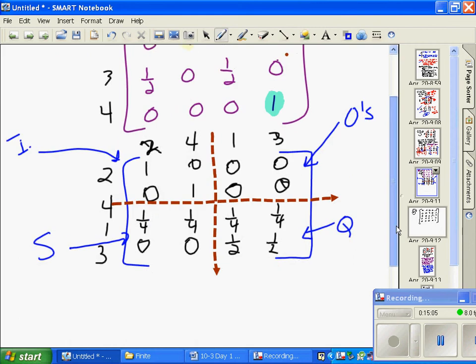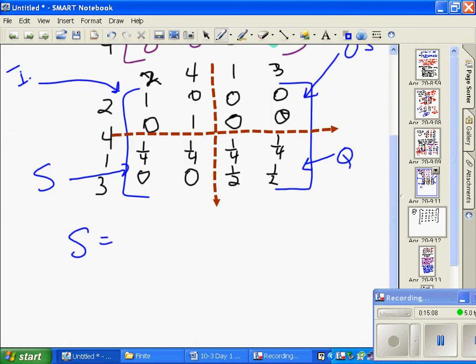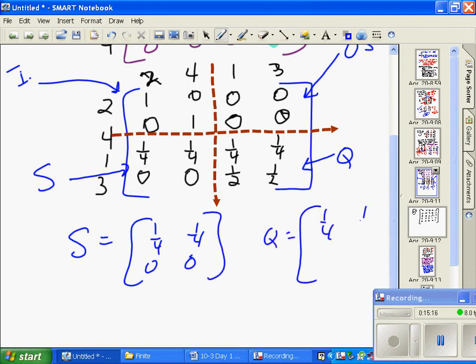If I needed to rewrite these, S would be matrix 1/4, 1/4, 0, 0. Matrix Q would be 1/4, 1/4, 1/2, 1/2. And we'll be working with these in the next few days. Definitely today, matrix Q, and then S a little bit later. Okay, so let's try another one. Let's do example 4.